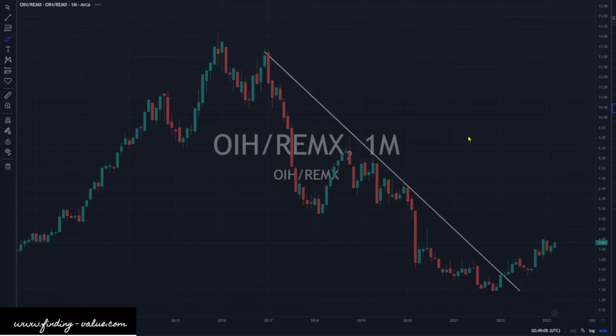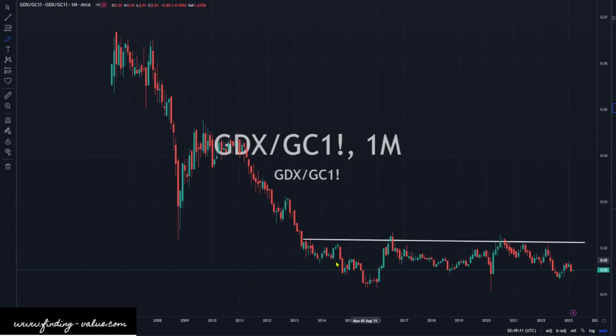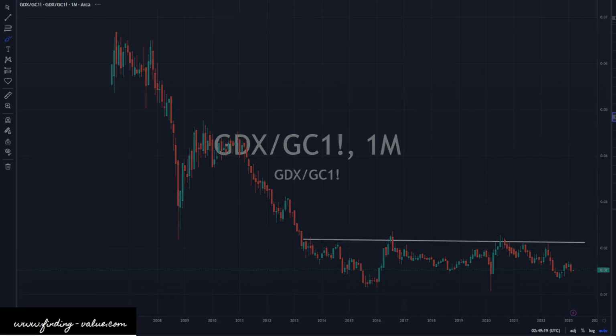GDX, so we're looking at more of the GDX against some of the ones that we haven't compared to yet. So GDX versus gold, we are still very cheap for GDX against gold, and we're trying to put in this big basing pattern right now. We have not broken out of that basing pattern.